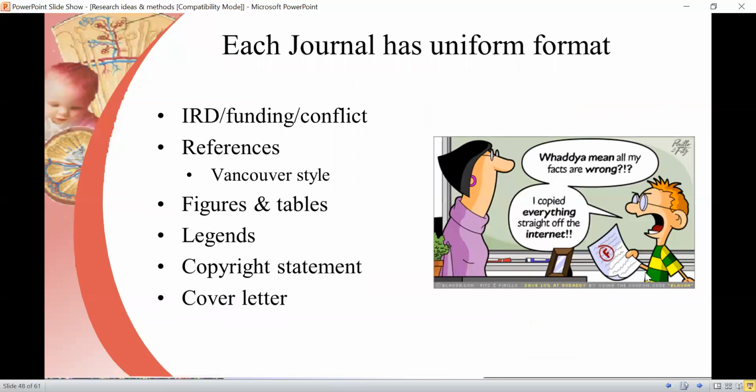So each journal, as I said, has a uniform format. Before finishing, you have to include the institutional ethics committee statement, then funding, and then the conflict of interest statement has to be there. The references have to be in the Vancouver style, or whatever style the journal wants. And then figures and tables have to be very clear. It should convey the message. And then legends also you have to add separately. These are all separately given. This is not part of the manuscript. And then a copyright statement and cover letter.